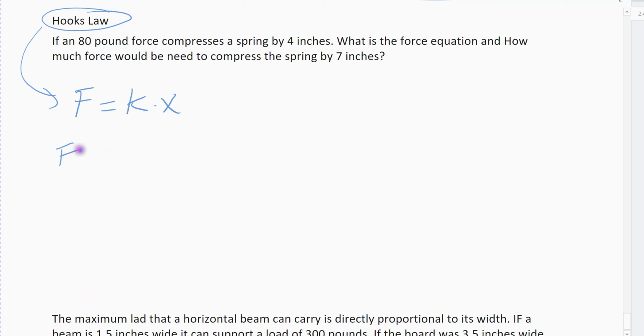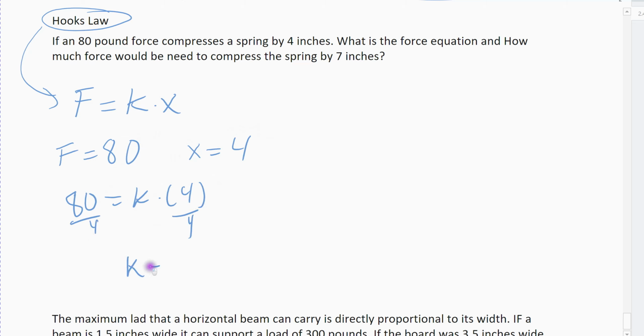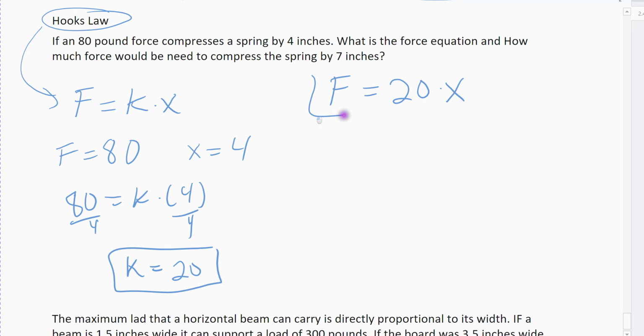And so in this case, they told me a force of 80 pounds can compress the spring by 4 inches. So I know a force of 80, and the spring moves by 4 inches, and I plug it in to find k. So 80 equals k times 4, divide by 4, and so k equals 20. And so my equation for my spring is force equals 20 times the distance it's compressed.